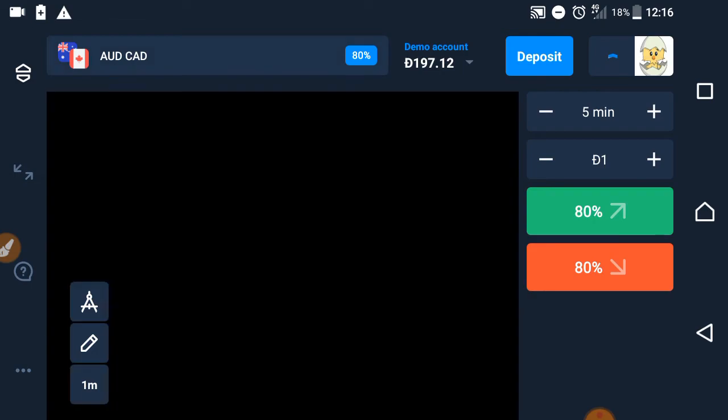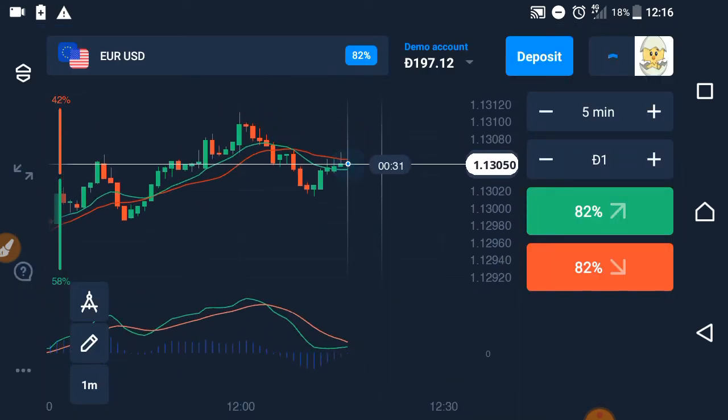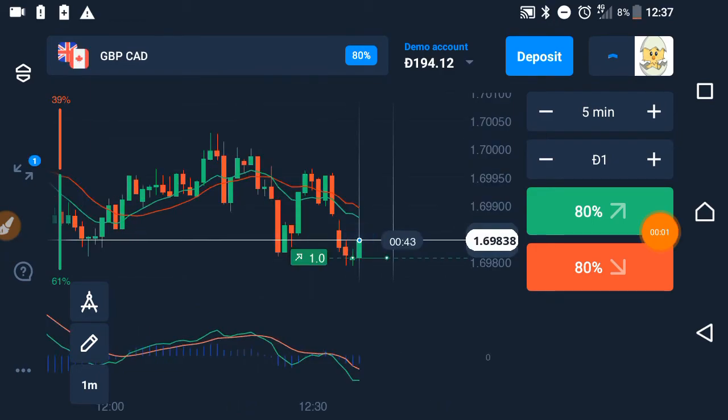So let's go back to the Euro USD, and I think I'm going to just skip forward in time till when it crosses. So after a lot of waiting, I was unable to find a good signal to show you guys how this strategy works.